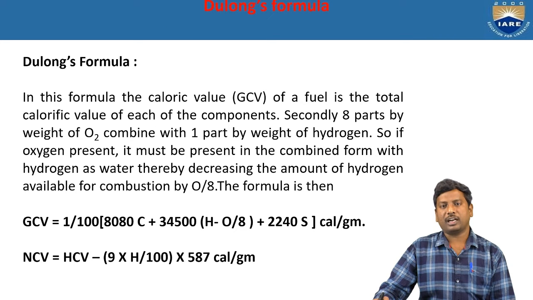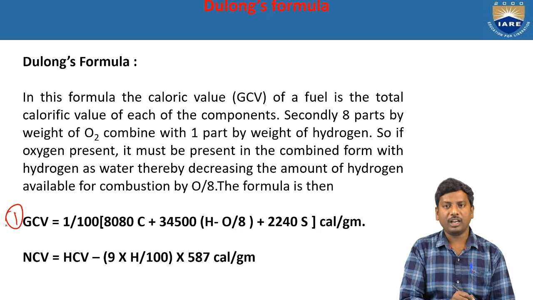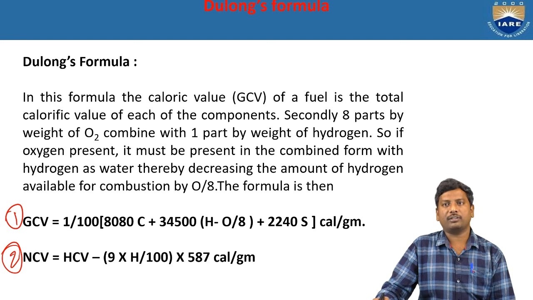This gross calorific value and net calorific value are determined by Dulong's formula. The gross calorific value of a fuel is the total calorific value of each of the components. Secondly, 8 parts by weight of oxygen combine with 1 part by weight of hydrogen. So if oxygen is present, it must be present in combined form with the hydrogen as water, thereby decreasing the amount of hydrogen available for the combustion by oxygen by 8 parts.